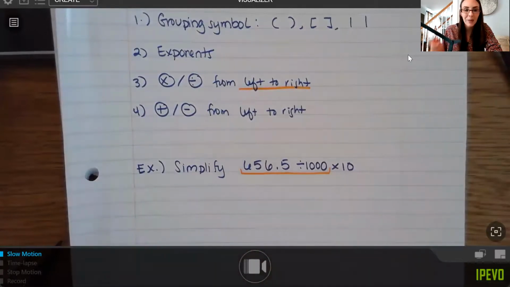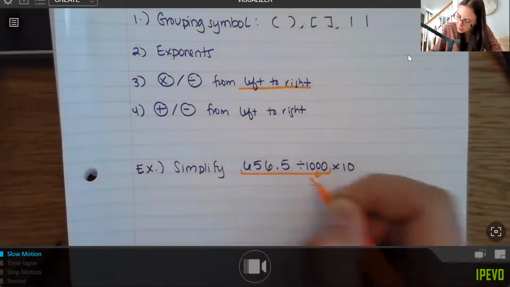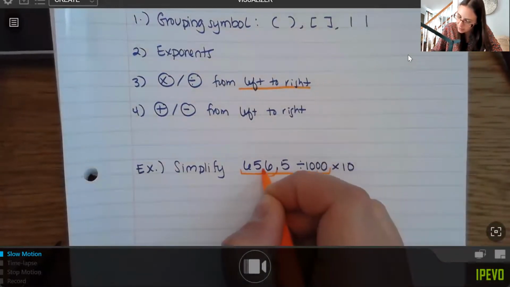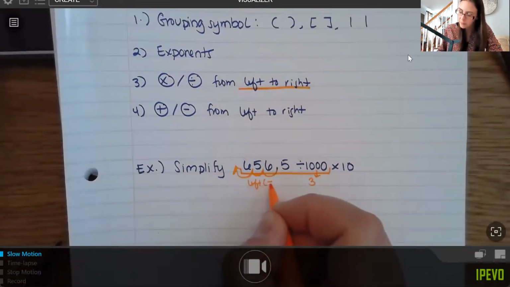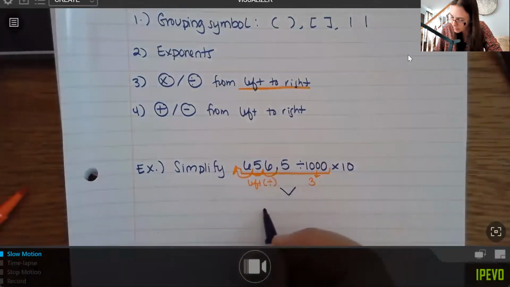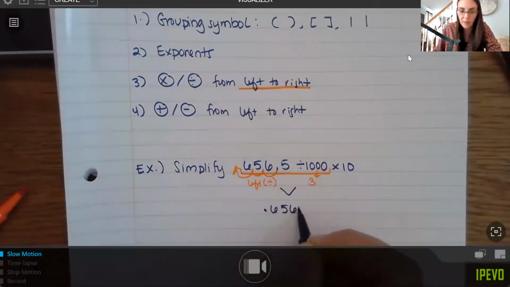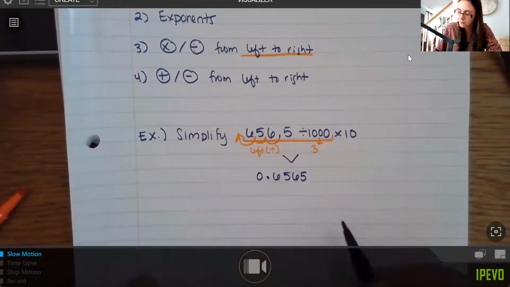Now, remember, we can use a shortcut here. If it's a power of 10, you have 3 zeros, so I can move the decimal 3 places to the left for division. So my first part here becomes 0.6565. And again, if you like, you can put that leading 0 out front.